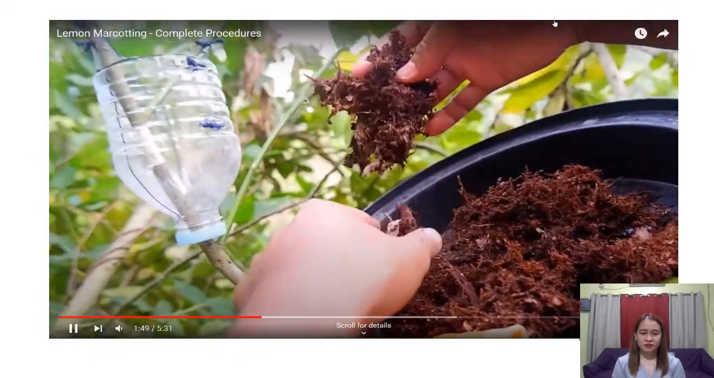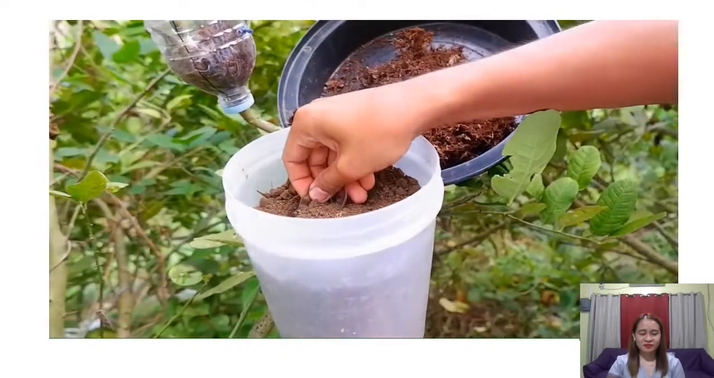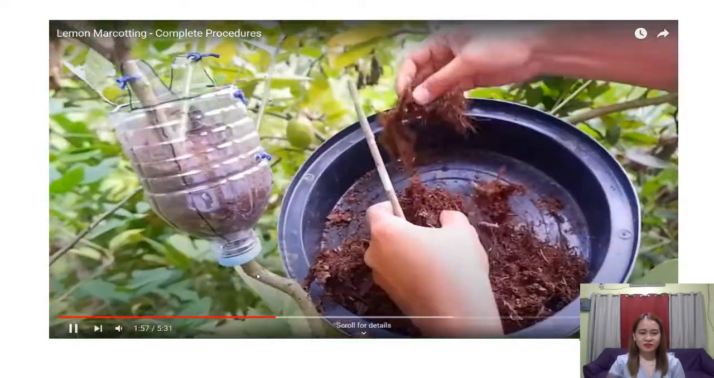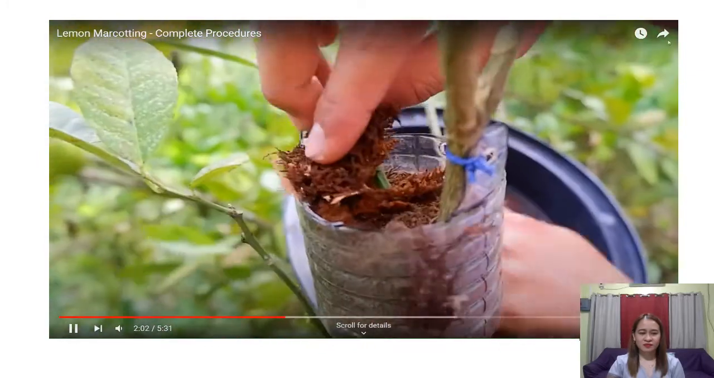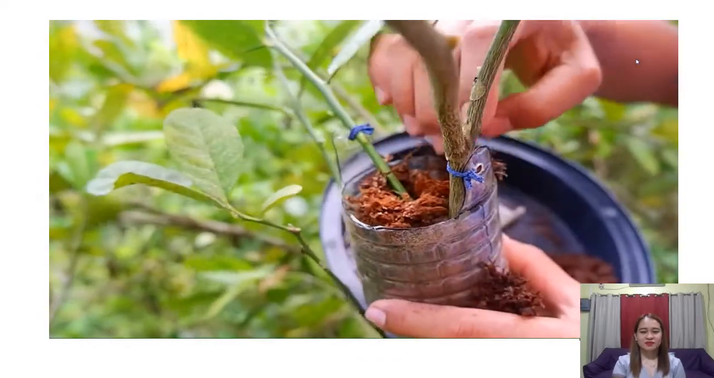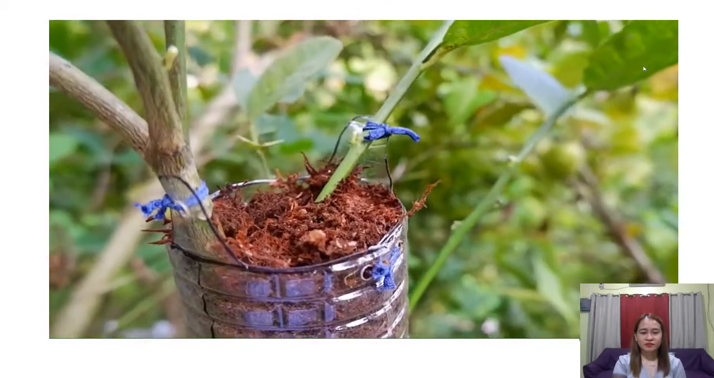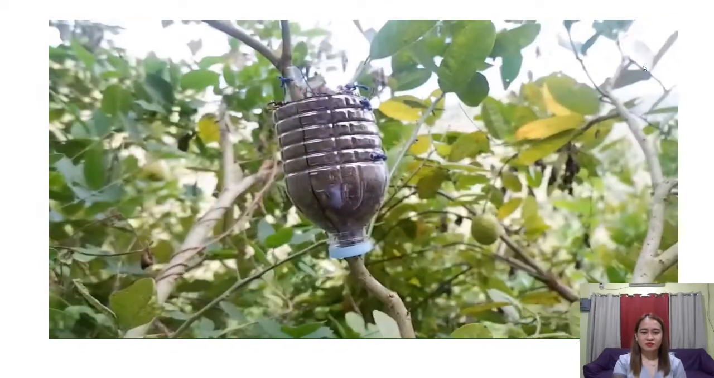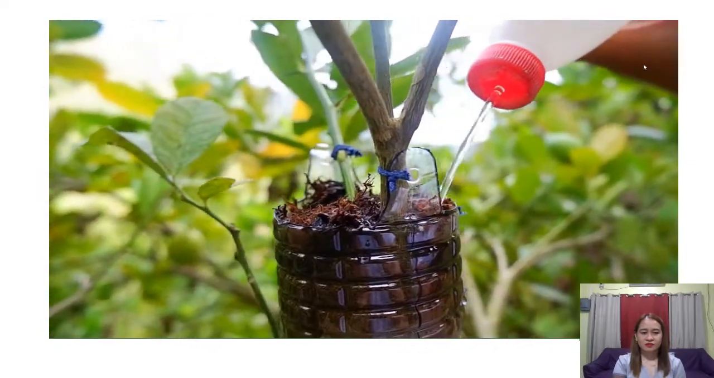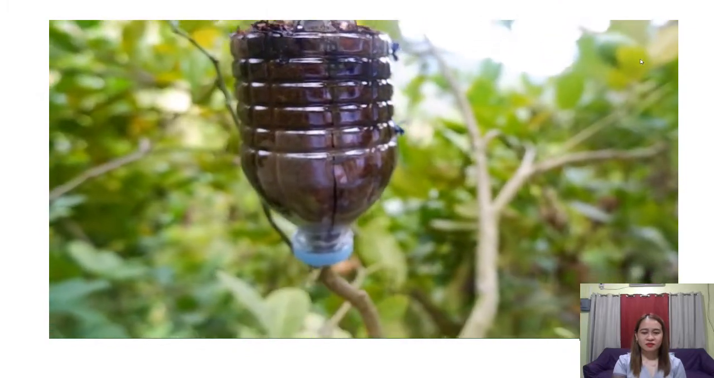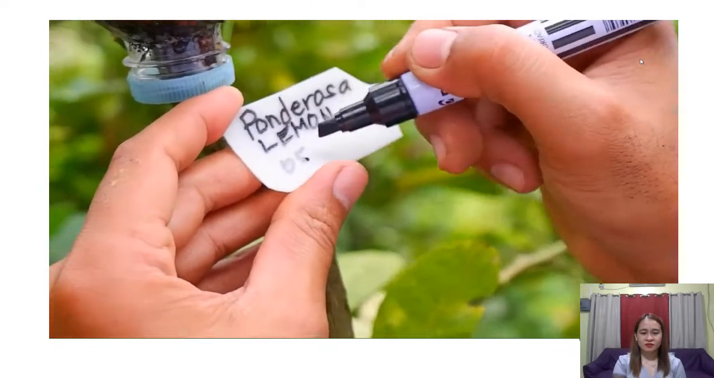Now it's time to place the moss first at the bottom of the plastic bottle, and then add some garden soil, followed once again with moss, then soil, and lastly, cover the topmost layer with moss because it serves as barrier for the soil not to come out from the bottle and absorb the water fast. Now, water it thoroughly enough for the water to reach at the bottom of the plastic bottle. Finally, put the date of marcotting and wait for 1 month.